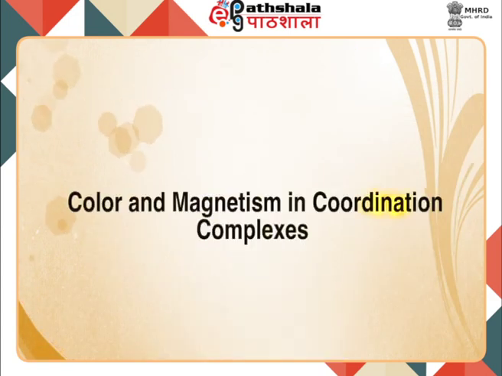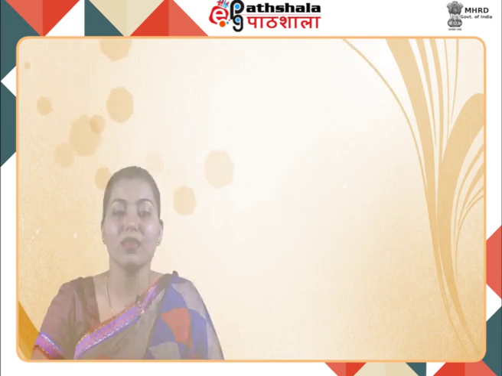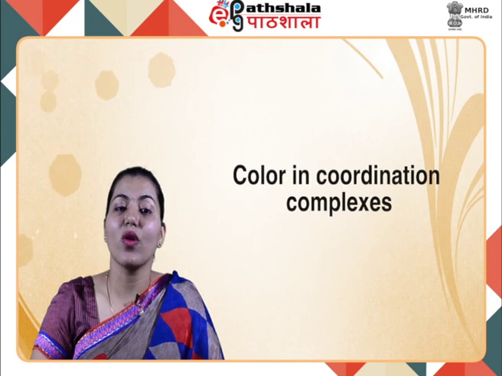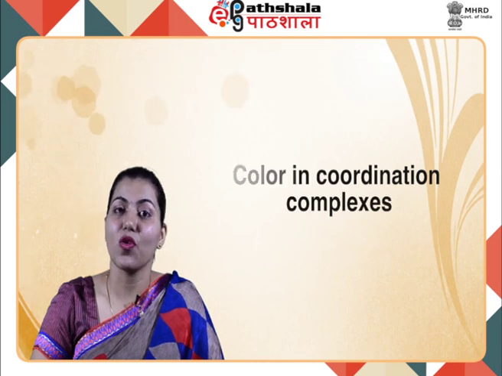Now we will be talking about the color and magnetic properties of the coordination complex. First of all, we are going to discuss why color is there in coordination complexes. The color in the coordination complex is a consequence of splitting of the d orbitals. Partly filled d orbitals absorb radiation in the visible region of the spectrum, making the d electrons transit from a lower energy level to a higher level.